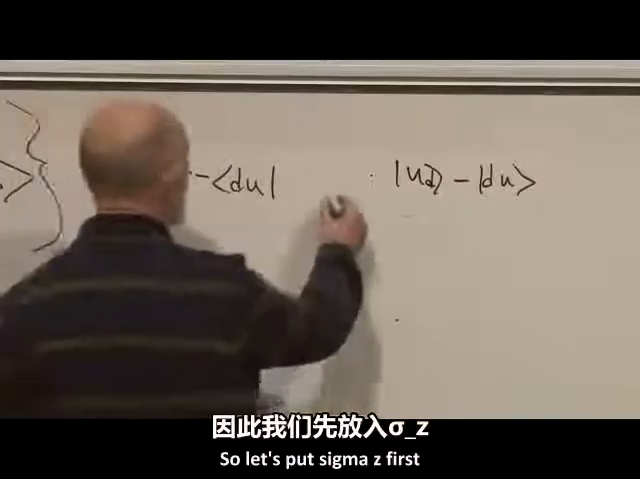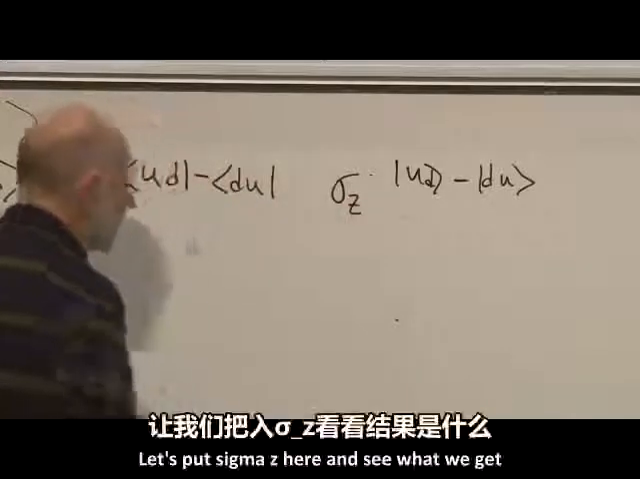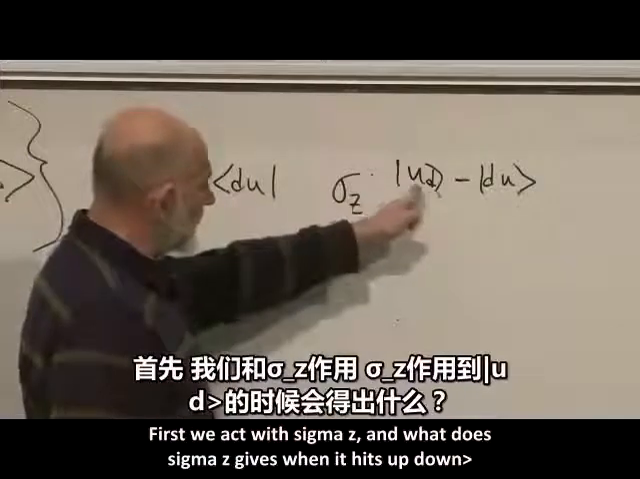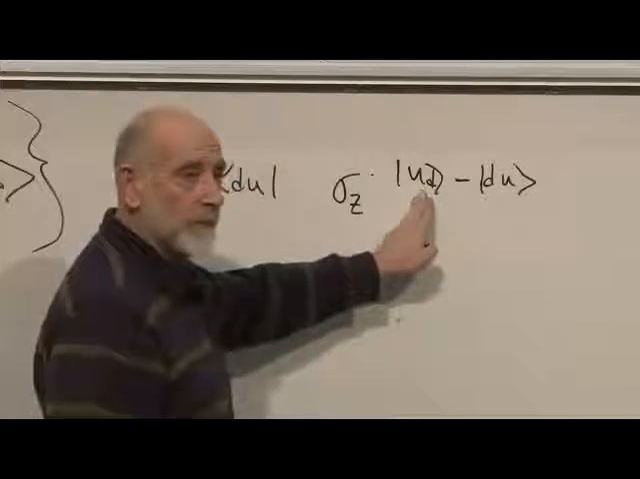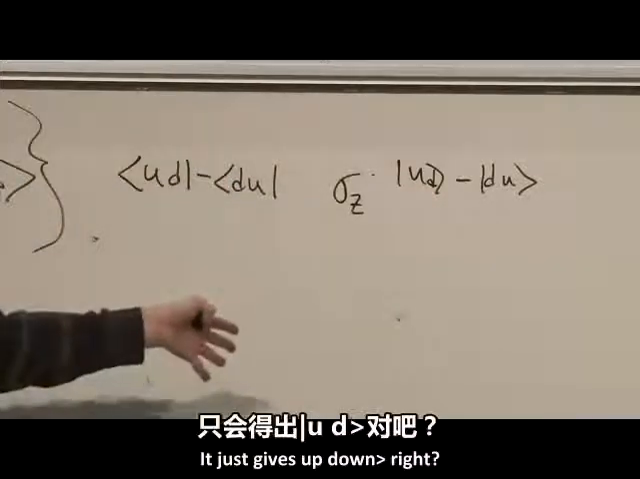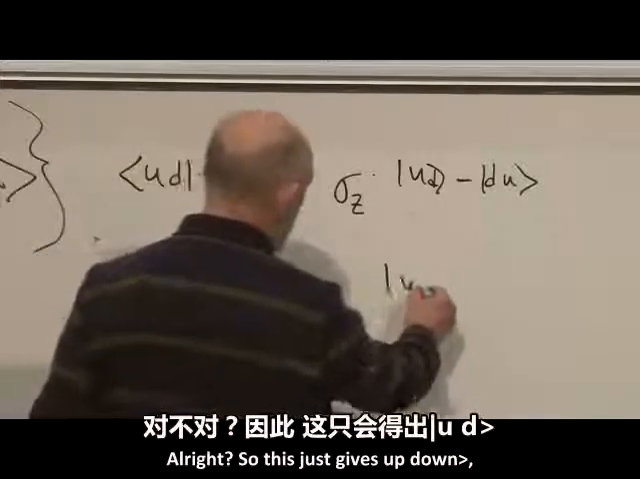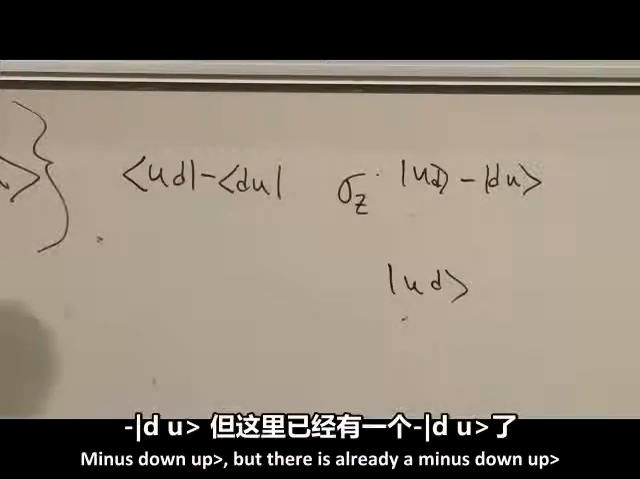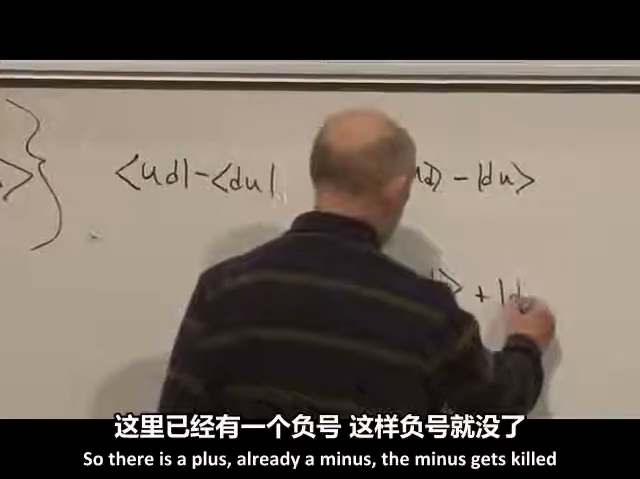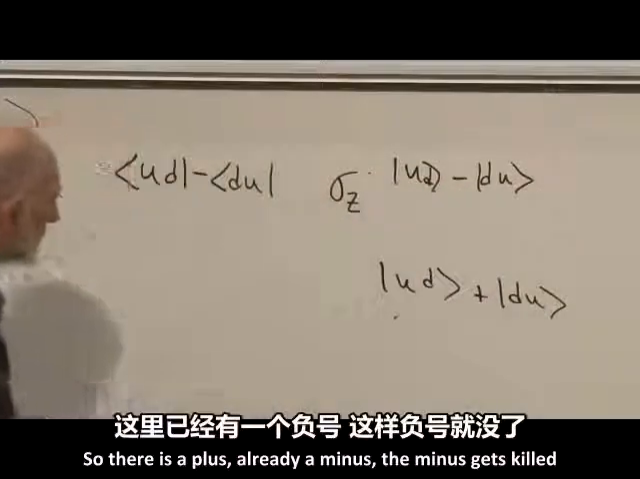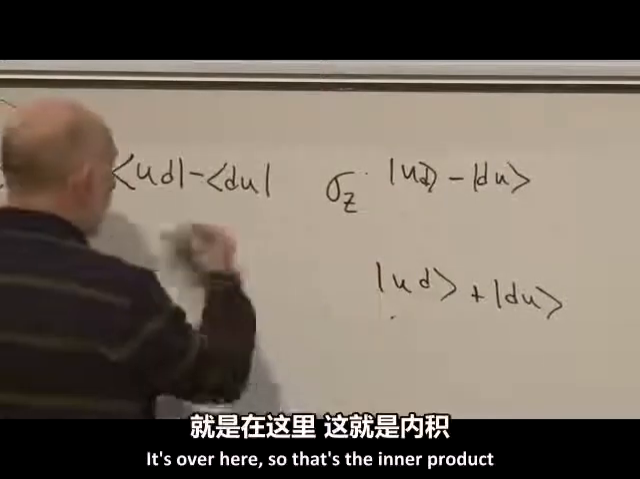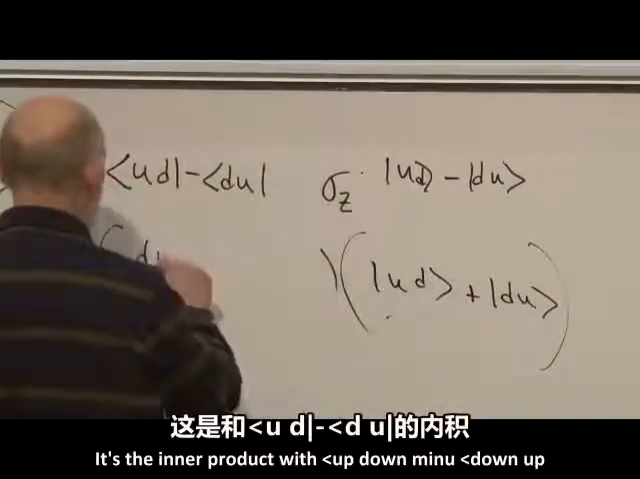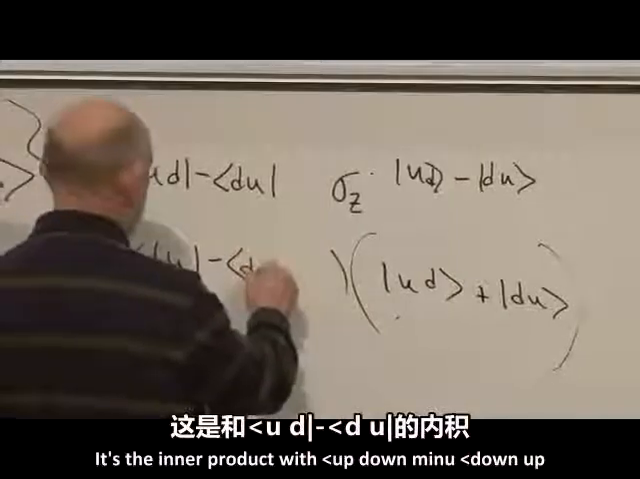So let's put sigma z first. First, we act with sigma z. What does sigma z give when it hits up down? It just gives up down, right? But what does it give when it hits this one over here? Minus down up, but there's already a minus, so the minus gets killed. That's over here, and that's the inner product with up down minus down up.